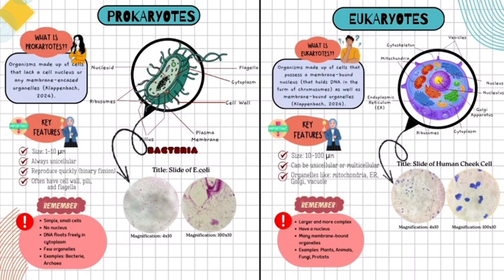Eukaryotes are more complex. Their cells do have a nucleus, and this nucleus safely stores the DNA inside a membrane. This separation allows more control over what happens to the genetic material. Eukaryotic cells also contain many membrane-bound organelles, such as mitochondria for energy, the endoplasmic reticulum for making proteins and lipids, the Golgi apparatus for packaging molecules, and vacuoles for storage. These organelles make the cell more organized and able to do many functions at once. Eukaryotic cells are also usually much larger, about 10 to 100 micrometers, and unlike prokaryotes, eukaryotes can be unicellular or multicellular. Examples include animals, plants, fungi, and protists.